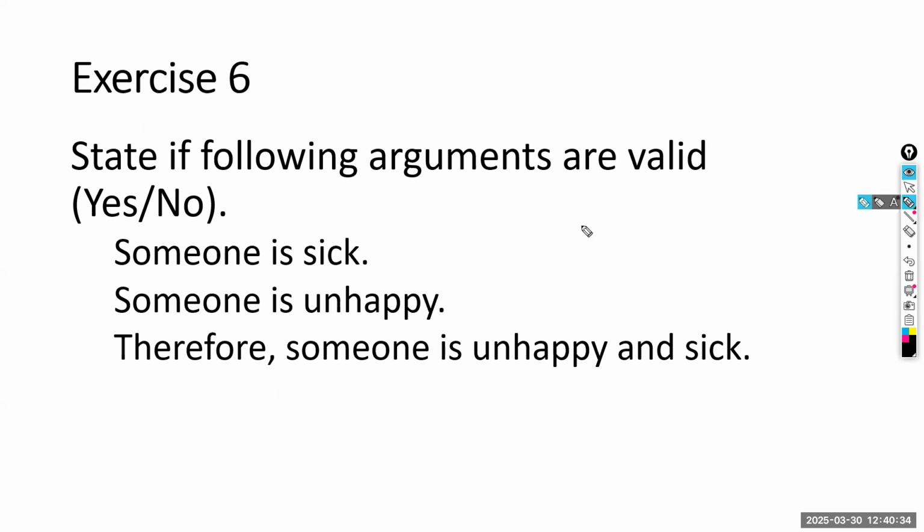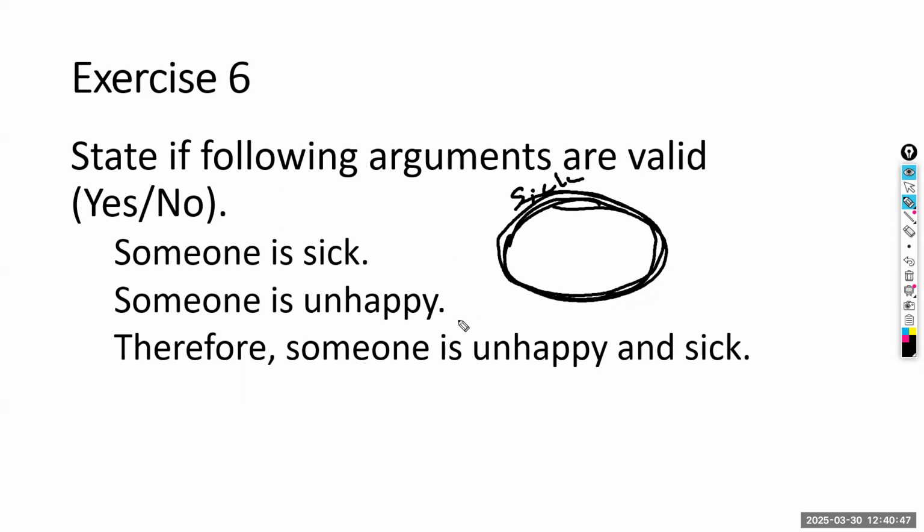So someone is sick means he is in the sick category. Someone means there's at least one sick person. And there are some people who are unhappy. Does it mean that there's at least one who is unhappy and sick? Because they can be mutually exclusive.